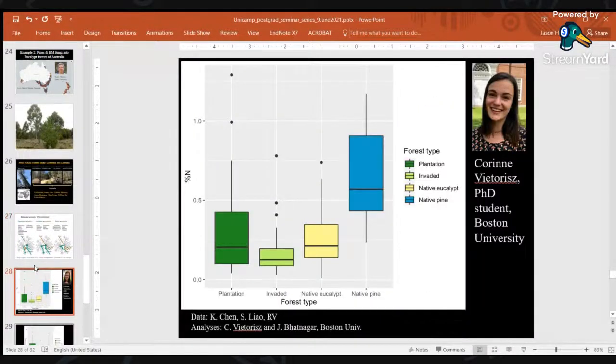To get to the ecosystem level, I want to mention some analyses being done by Corinne Vietarisch, who is a PhD student at Boston University with Jennifer Bhatnagar. And they've been analyzing data from this transect study provided by Coco Chen and Sunny Lau. And I want to draw your attention first to the y-axis, which shows percent nitrogen, and then forest type on the x-axis. So you have plantations here, invaded eucalyptus forest, native eucalyptus forest that is uninvaded, and then here are the native pines in California. So focus here, first of all, on the comparison between native eucalyptus forest and invaded eucalyptus forest. And notice that the percent nitrogen is substantially lower in the invaded forest.